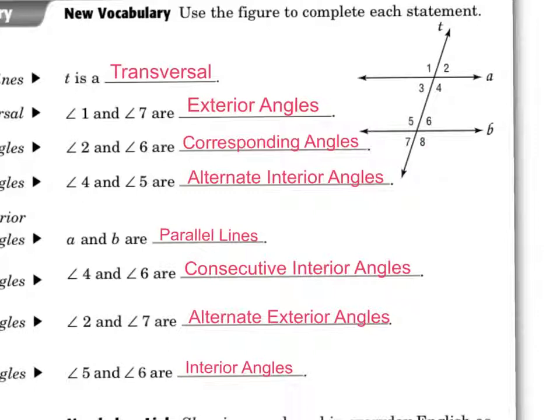Now keep in mind too, I could ask you two angles and what's the relationship. Like, what's the relationship between angle 3 and angle 7? And you'd have to tell me, well, those are corresponding. I could also ask, what's the relationship between angle 1 and angle 4? And you'll have to remember, well, those are vertical angles. So I could make you recall some stuff from previous sections.